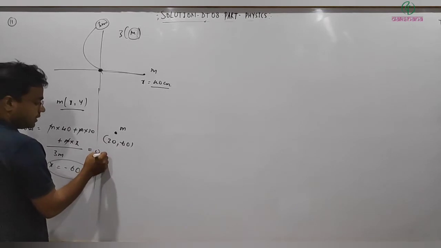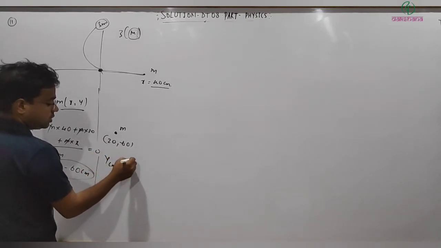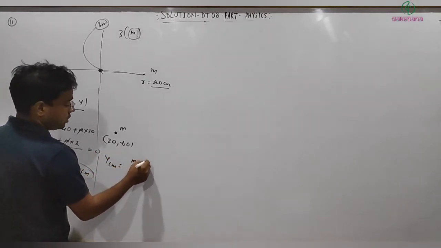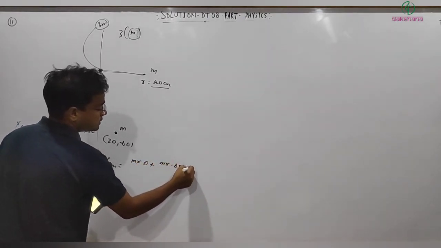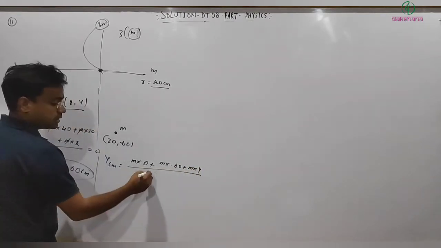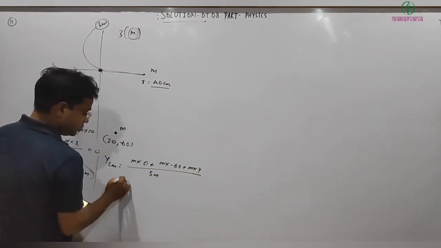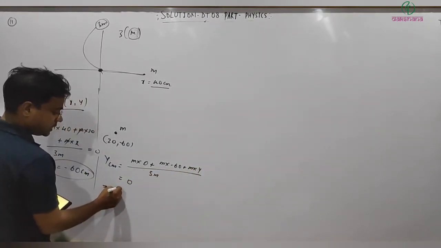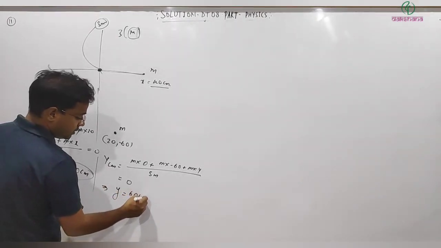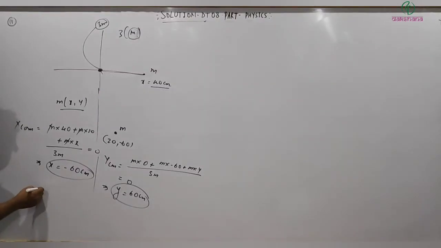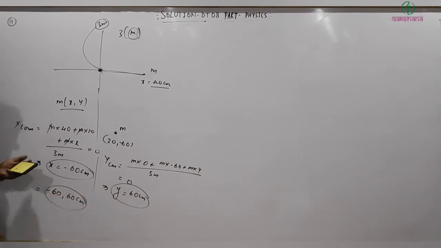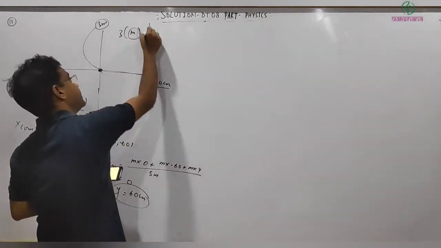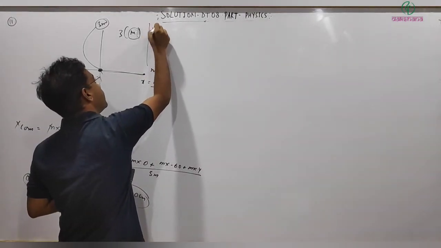Similarly, for the y coordinate, I can write Y_com is equal to m into 0 plus m into minus 60 plus m into y, divided by 3m, should be equal to 0, and again we get y is equal to 60 centimeter. So the coordinate of the third particle comes out to be minus 60 comma 60 centimeter, x minus 60 and y 60, and that matches with option C or third. Next, question number 12.